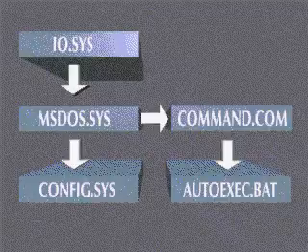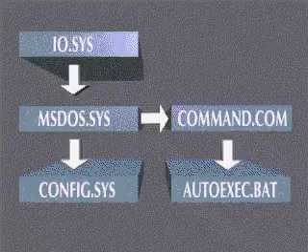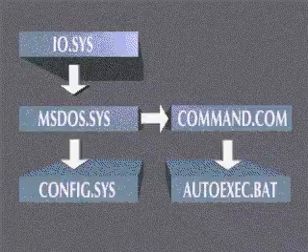And the command.com looks for a file named autoexec.bat. The autoexec.bat is a set of special programs you want the PC to run each time it's turned on. If command.com finds such a file, it carries out those instructions. Otherwise, it presents the familiar C prompt.